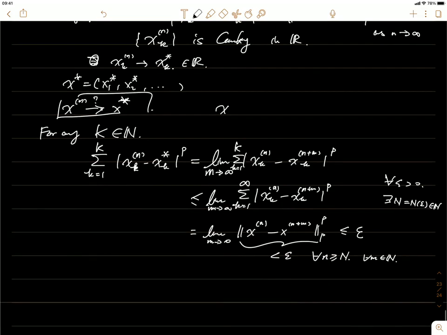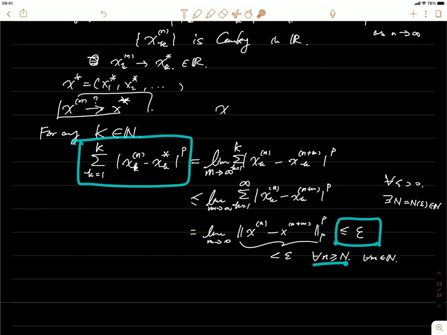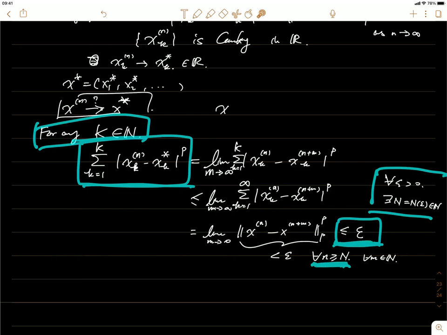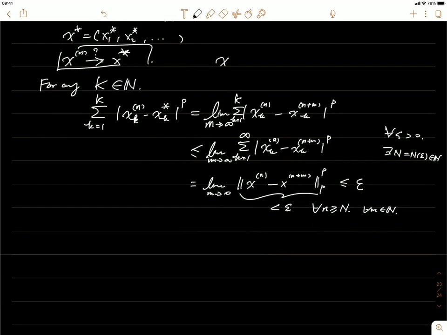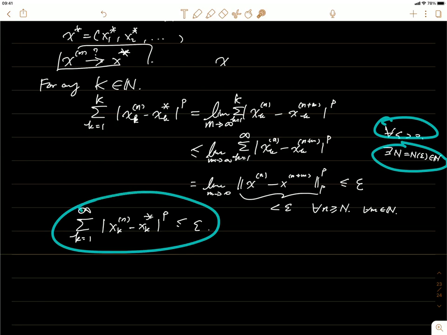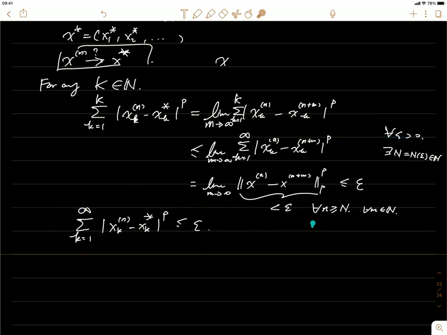So what we showed so far is that for every epsilon, there exists some capital N such that for any k, this sum is less than or equal to epsilon for all n greater than or equal to capital N. If for any k this holds, that means for the infinite sum this also holds. It's also less than or equal to epsilon. So eventually what we showed is for every epsilon, there exists a capital N such that this is less than epsilon for all n greater than or equal to capital N.